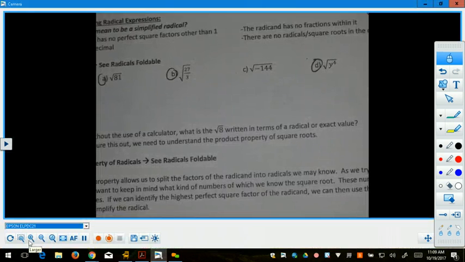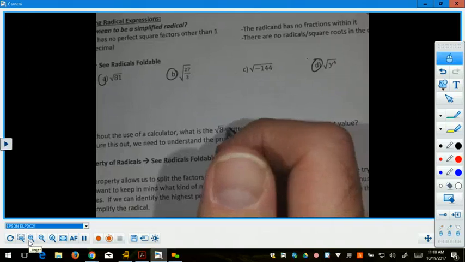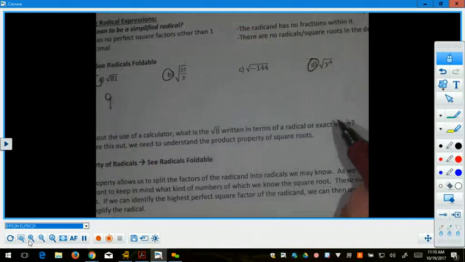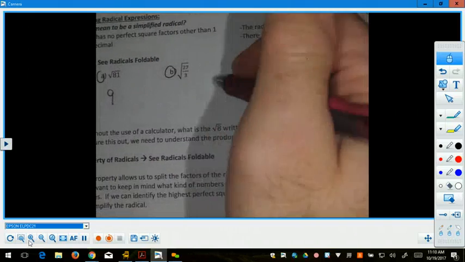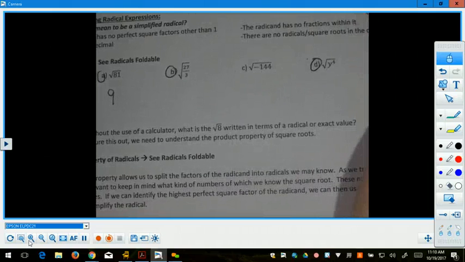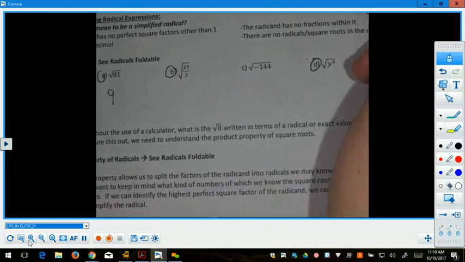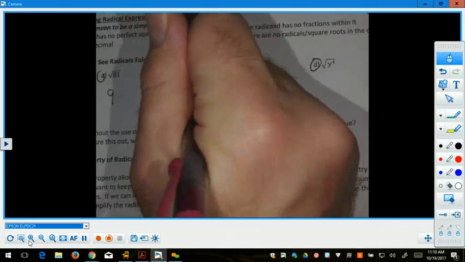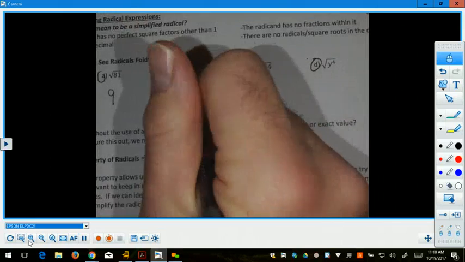The answer for A. Yes, sir. 9 is correct. It's on our perfect squares list. What could I do for letter B first? Yes. Divide 27 by 3. I get the square root of 9, which is 3.